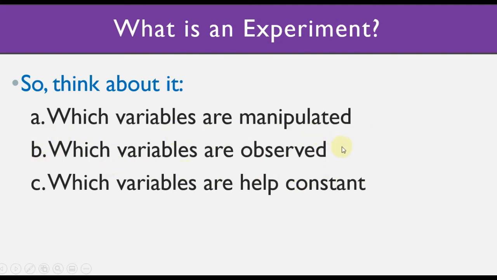So, meaning to say, ito yung tinitingnan natin kung paano nakakaapekto si independent variable, which is manipulated, doon sa dependent variable. Which variables are held constant? These are the extraneous variables, okay? Or confounding variables, such as maaaring may other factors kung bakit nagbago si dependent variable. Baka hindi dahil kay independent variable, kundi other factors such as extraneous variables. And we're going to tackle that one later.